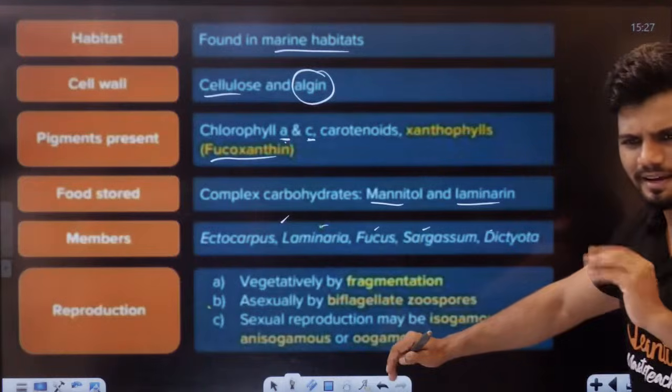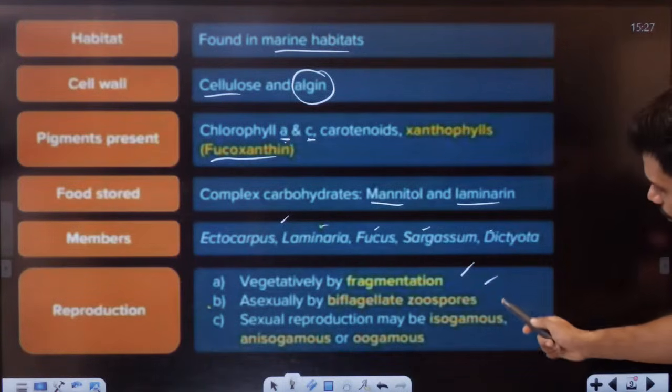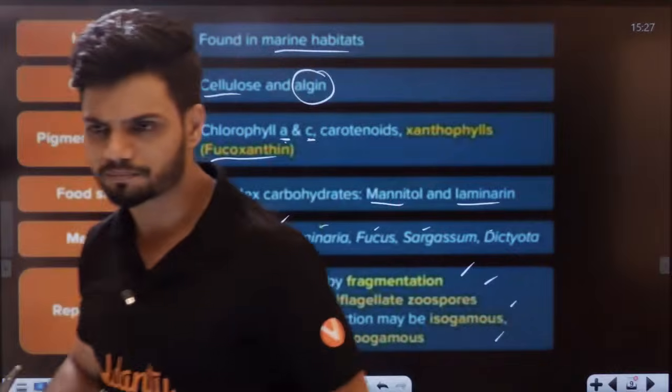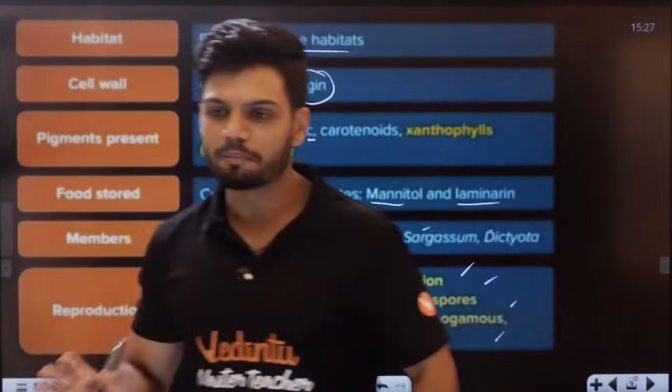Now reproduction is very simple. Reproduction is all important here. In reproduction, all three types are present here. So, important questions, students.